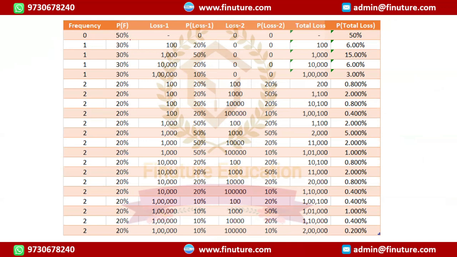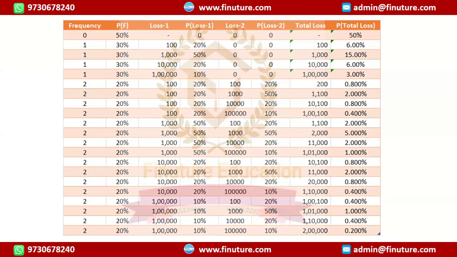It's the same thing that we had done with frequency 0. Probability of frequency 0 is 50%. So there are no losses when there is no system breakdown. So the probability of 0 loss is 50%. Likewise, when frequency is 1, these losses will happen once, so there is no scope of a second loss. So these losses happening once have the probabilities shown. And when we talk about frequency 2, there are different permutations and combinations. Frequency 2 has a 20% probability.